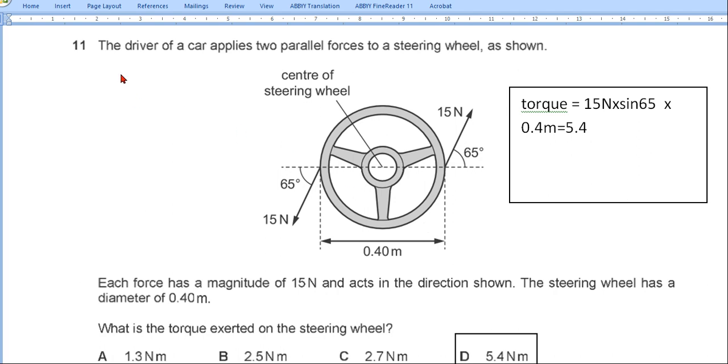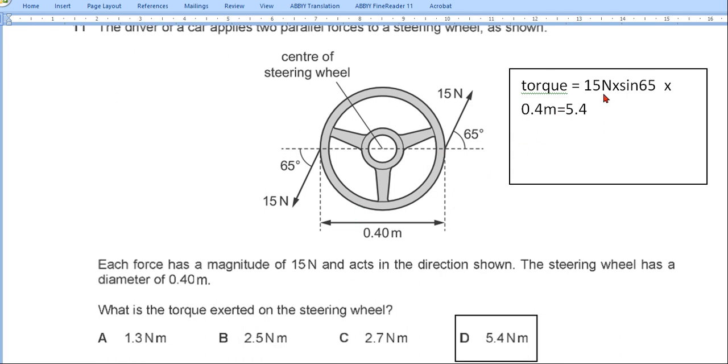Question 11. The driver of a car applies two parallel forces to a steering wheel as shown. Each force has a magnitude 15 Newton and acts in the direction shown. The steering wheel has a diameter of 0.40. So here we should use not the force but its projection, which is 15 Newton sine 60. So the force is acting perpendicular to the diameter.